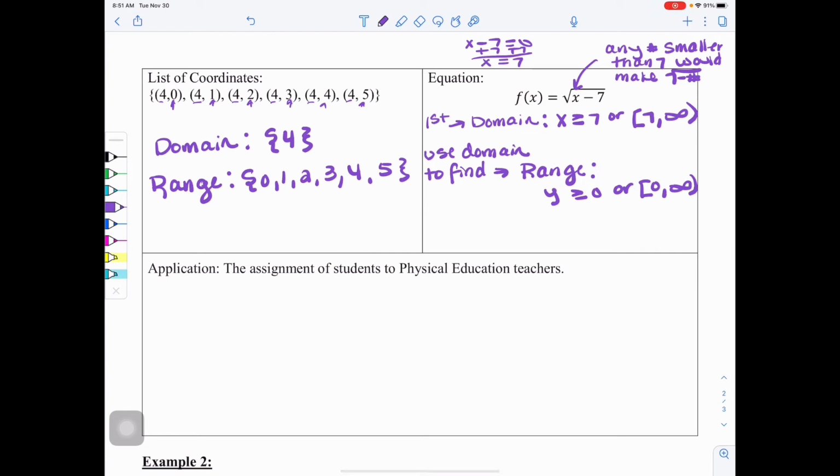Now, the other thing you can do is actually use your graphing calculator to help you. So I'm going to put graphing calculator can help. So we're going to take a look at the graphing calculator right now.